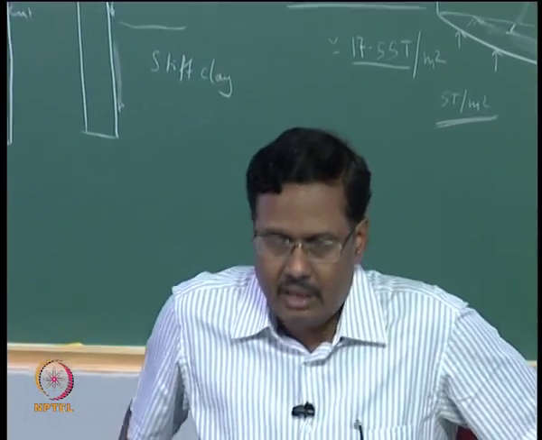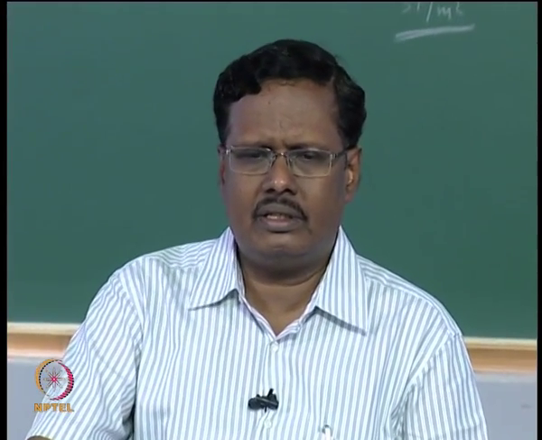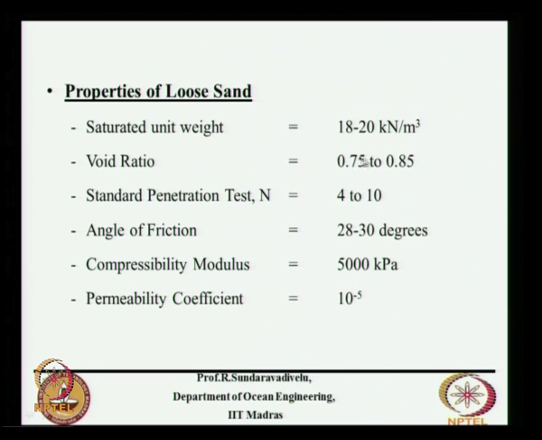So this lecture is not restricted only to the ground improvement, but also the design aspects when you do that. The properties of loose sand are given here: the N value will be 4 to 10, the angle of internal friction is between 28 to 30 degrees, and this is the compressibility modulus and permeability coefficient, which are used to calculate the settlement. I said for stone the void ratio is 0.3, whereas for loose sand it can be very high, 0.75 to 0.85. I have not given the properties of silt here.